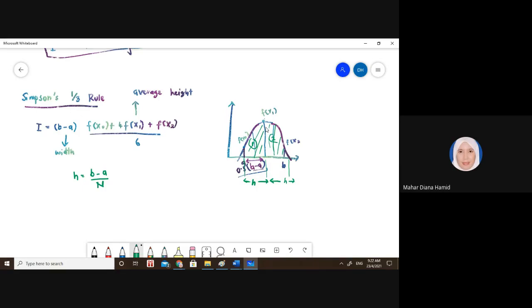For the 3/8 rule, it's actually similar to what we have learned for the 1/3 rule, so I'm going to skip that.